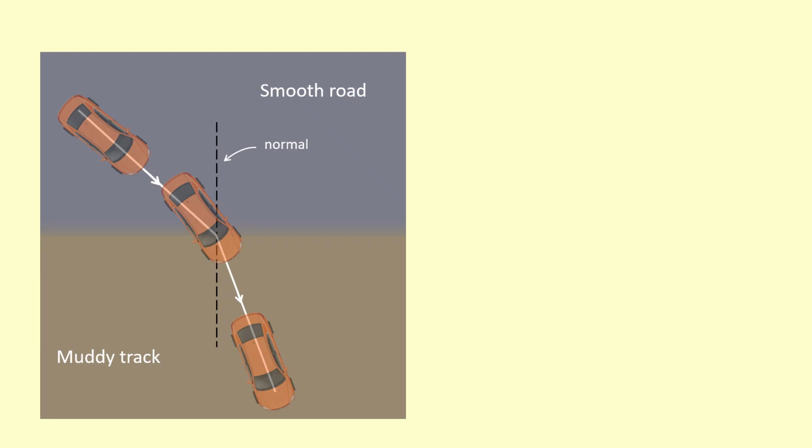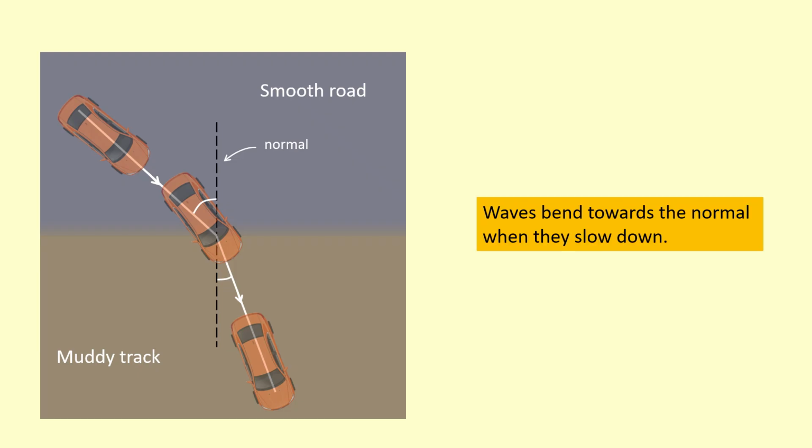Okay, so what's happened? So if we draw this dotted line, that's called the normal, and that's 90 degrees to the boundary, in this case between the muddy road and the smooth road. And we can see the angle is getting smaller. The angle between the normal and the incoming car and the outgoing car is getting smaller. So we say that the wave has bent towards the normal as it slows down. Whenever it slows down, it bends towards normal. Actually, when it speeds up, it's going to bend away from the normal.